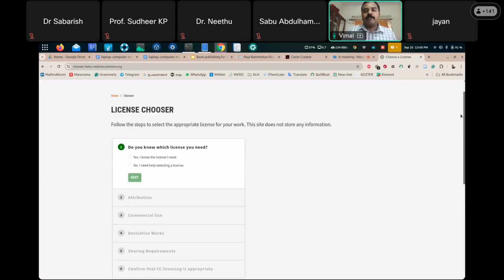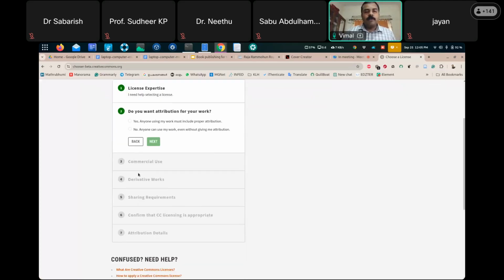It will ask some questions. If you don't have know-how on open licenses, we can build our license ourselves. First question: do you know which license you need? We are not aware of the license, so: no, I need help selecting a license. Okay, click on the next button.